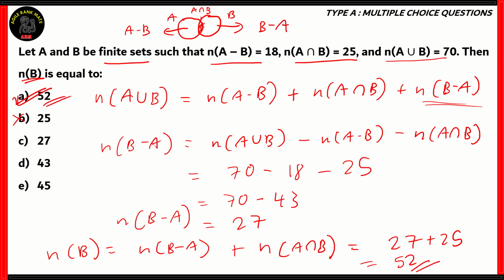Option B is incorrect because that's the value of A intersection B. Option C is incorrect because that's the value of N of B minus A. 43 is incorrect because that's the combined value of A minus B and A intersection B. So 43 would be actually N of A and not N of B. 45 is also incorrect. The right answer is option A, 52.